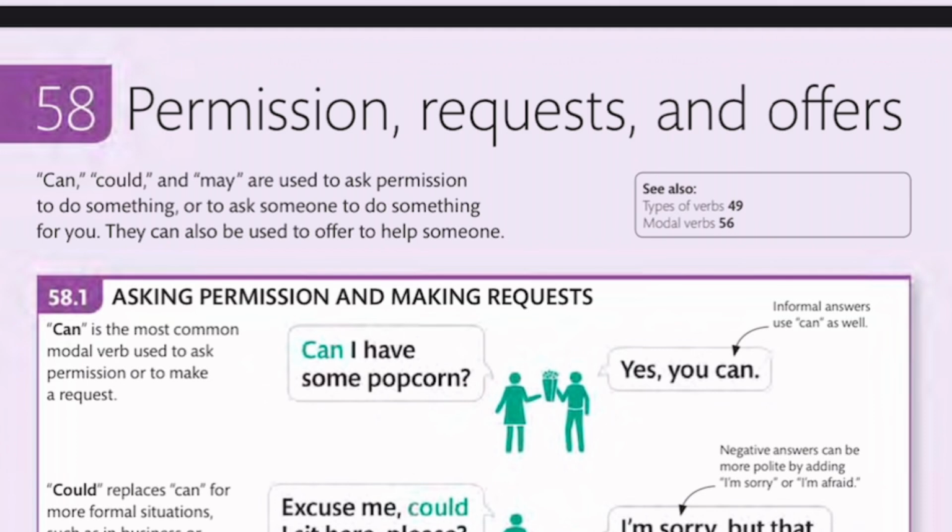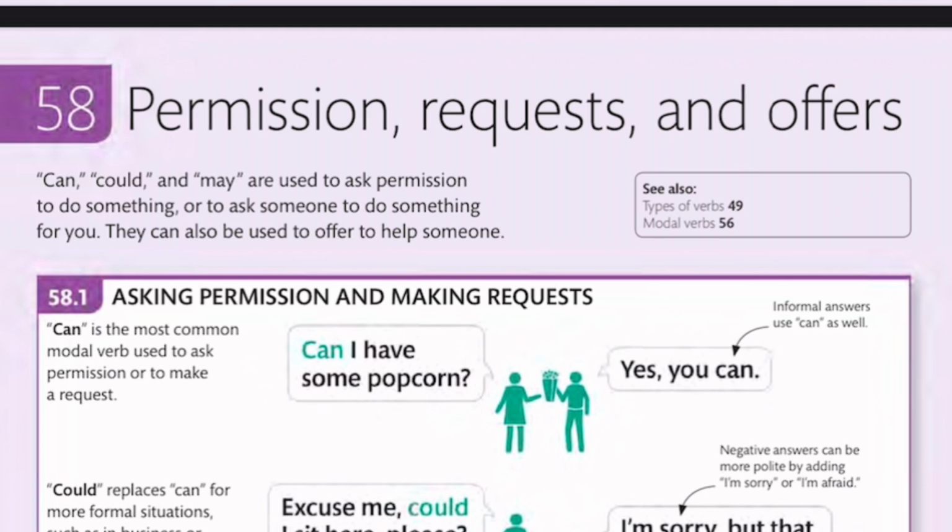Permission, request, and offers. Can, could, and may are also used to talk about permission to do something or to ask someone to do something for you. They can also be used to offer help to someone. Now, one thing you have to understand is that one modal auxiliary verb can be used to perform 2 or 3 functions. We've already talked about can and could above for ability. That doesn't mean that we cannot use them in another context.